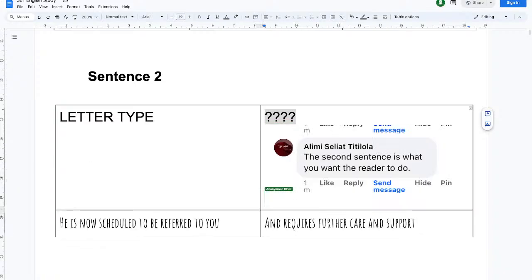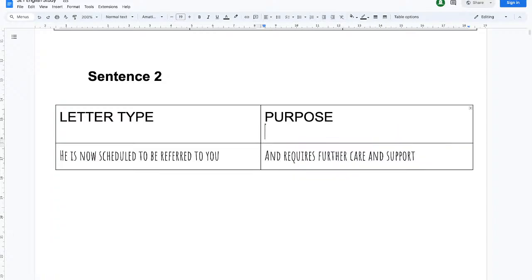Now, guys, I will say that we've got an answer here from Alima. She says, second sentence is what you want the reader to do. Now, Alima, this is called the purpose. Okay? The purpose of the letter, guys, is very important. It seems that this is actually the most important thing in the exam. Sorry, not in the exam, in the introduction paragraph in the exam. Okay? Why do we say this? Well, let's have a look at the criteria.